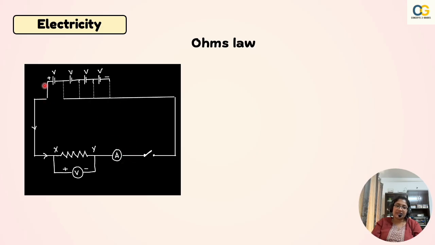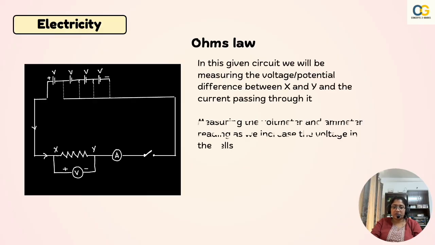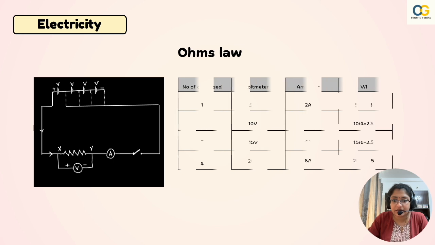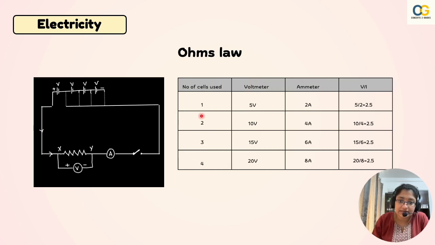So as we keep increasing the voltage, we will measure the voltage across this resistor and the current that is flowing in the circuit. Once I close the key, we will be measuring the voltmeter and ammeter readings as we increase the voltage in the cells. When you do this experiment, you will see that if I use one cell and my voltmeter reading was 5 volt, the ammeter reading is 2 ampere. So I do V by I. V by I is 2.5.